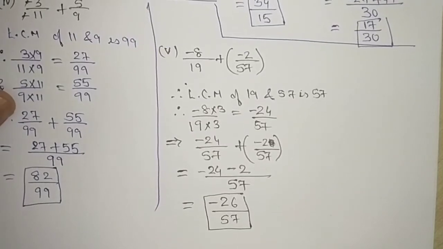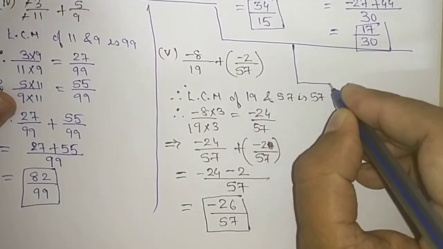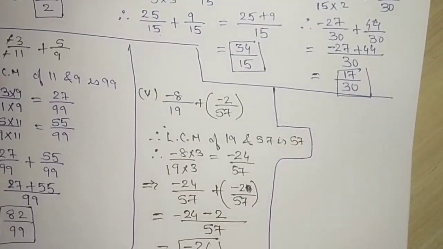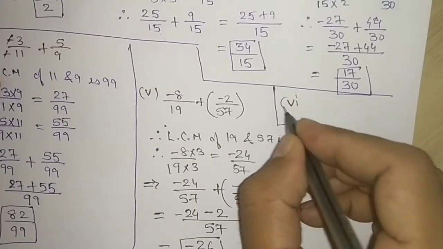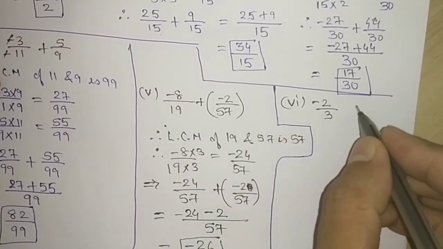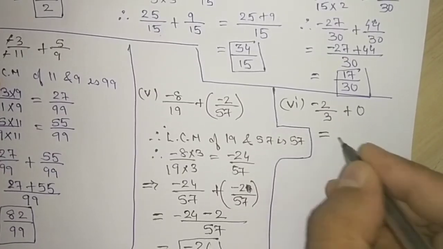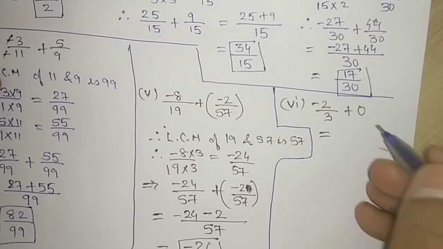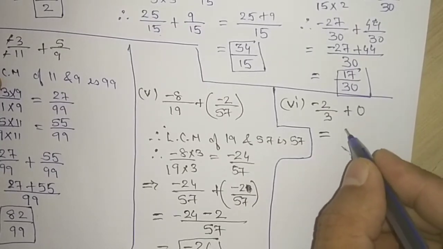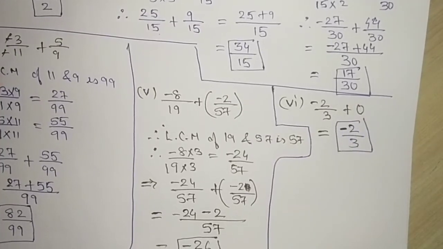Now moving to the sixth part. We must not waste paper, that is why I am solving on this sheet only. Minus 2 divided by 3 plus 0. This question is very easy. If you add 0 to any number, the number remains the same, that is minus 2 by 3. Very easy, right?